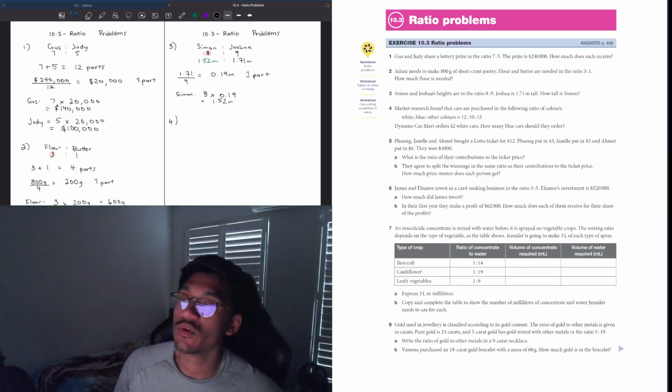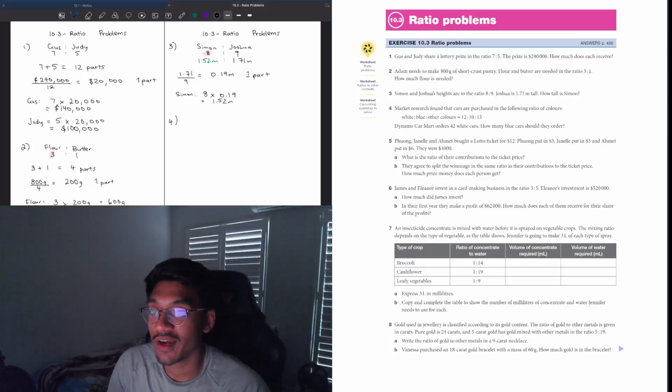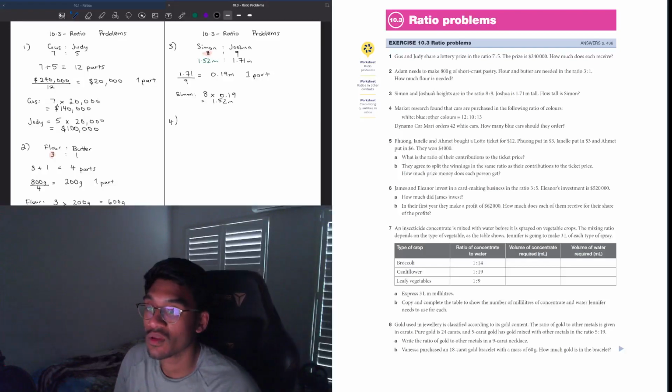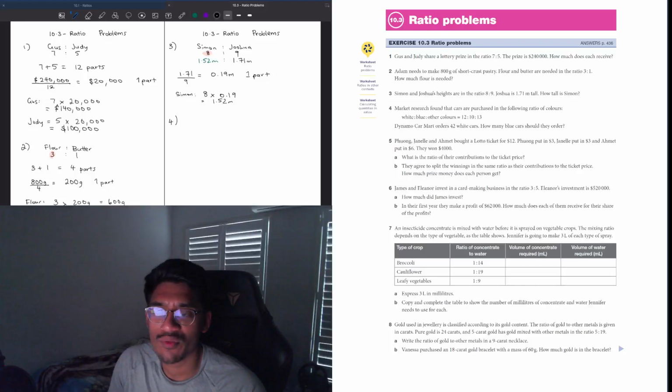So question 4 says market research found that cars are purchased in the following ratio of colors: white to blue to other colors, and the ratio for them is 12 to 10 to 13. Dynamo Car Mart orders 42 white cars. How many blue cars should they order? So here we're looking at a car yard and they purchase cars in a specific ratio for whatever reason. They've ordered 42 white cars. How many blue cars do they need to order?